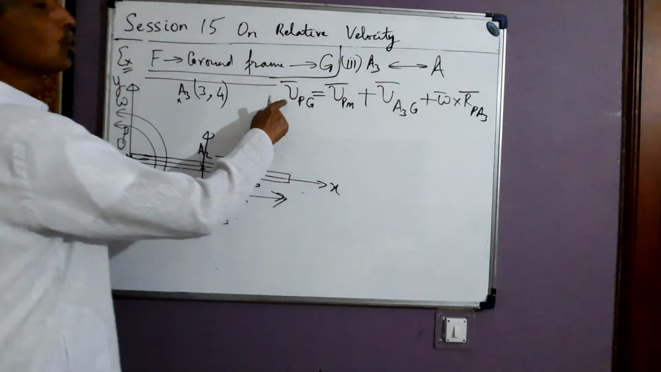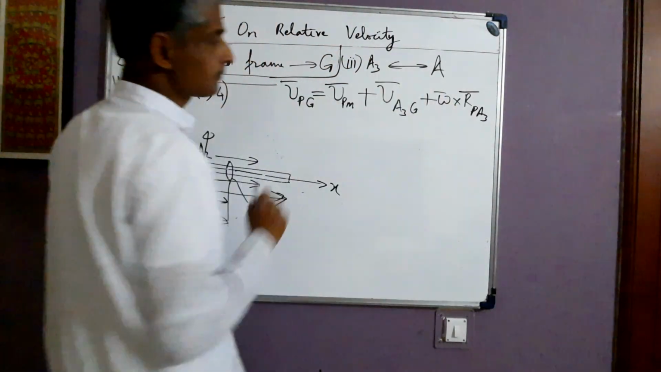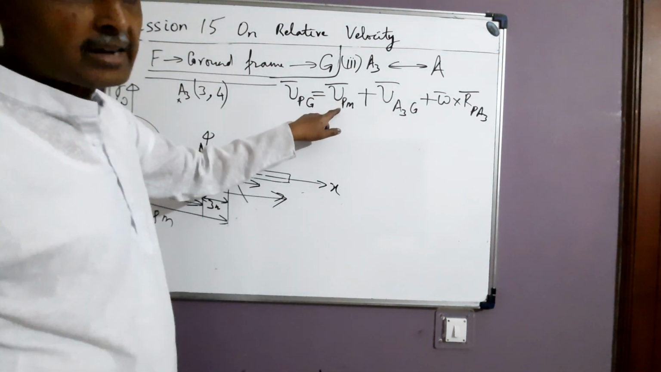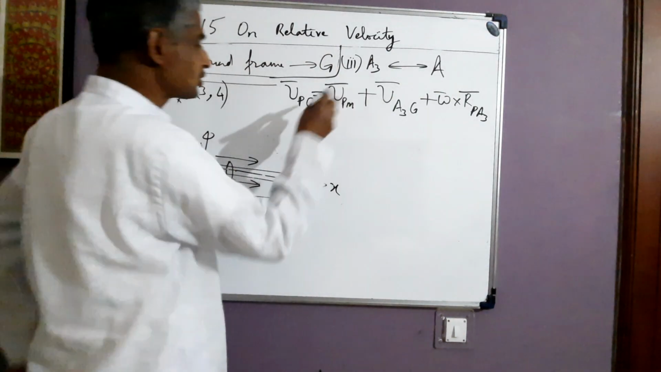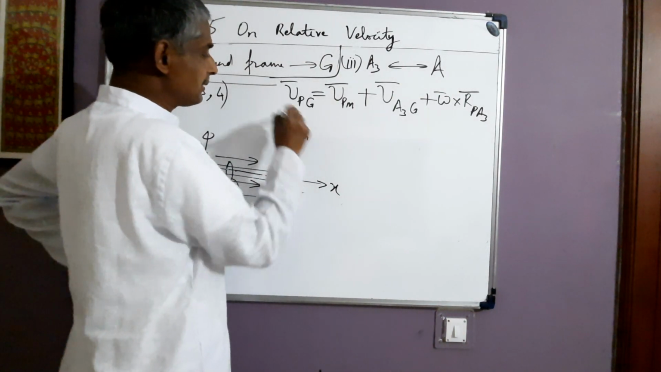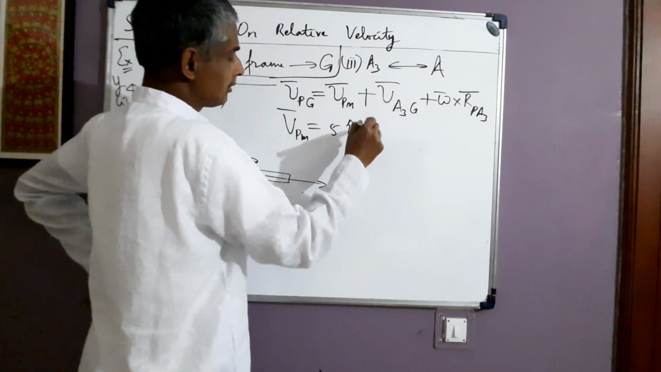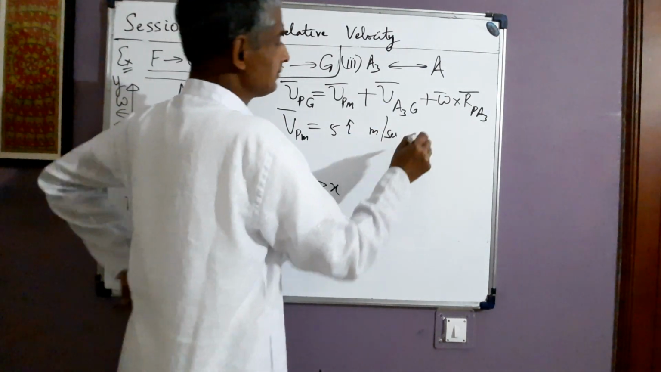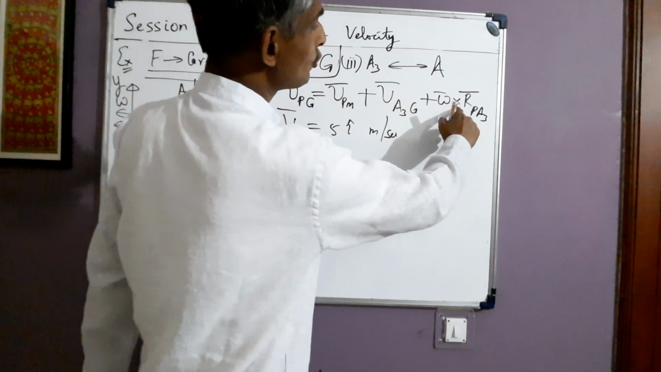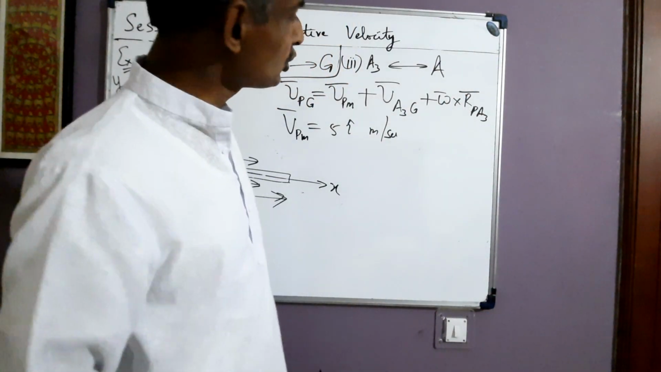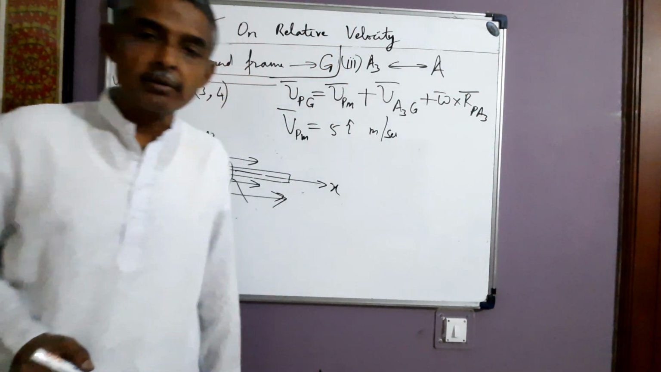Now to know VPG we have to know these three terms. This is known already, 5 meter per second along the positive x-axis. So VPM is 5i meter per second, that is given. Now we have to find these two terms: VA3G and omega cross RPA3. They also have to be written in i, j notation. Then only we can solve the problem.